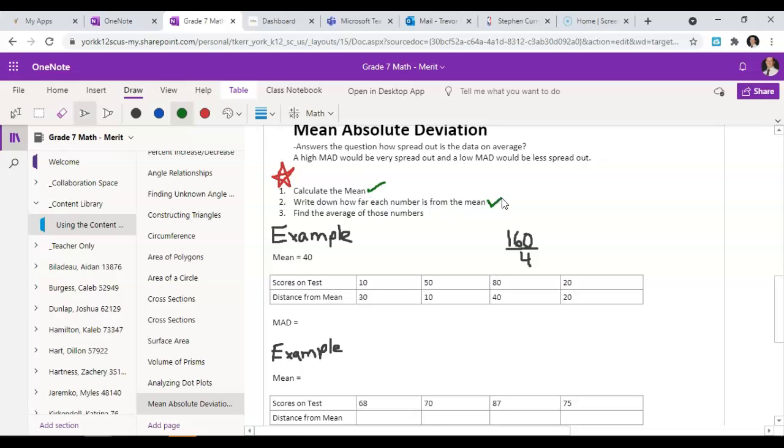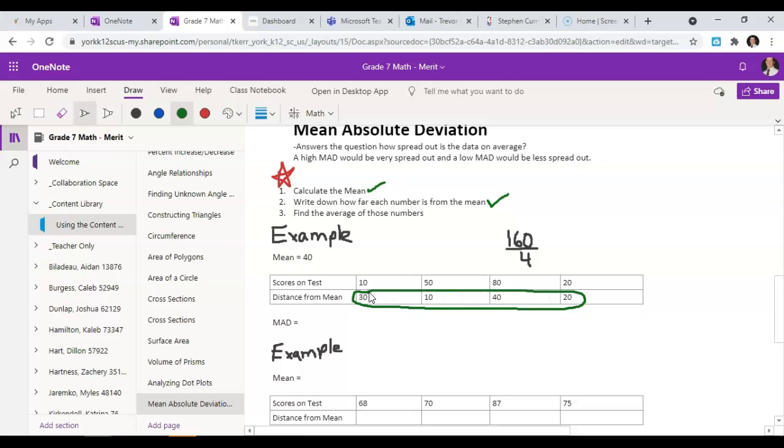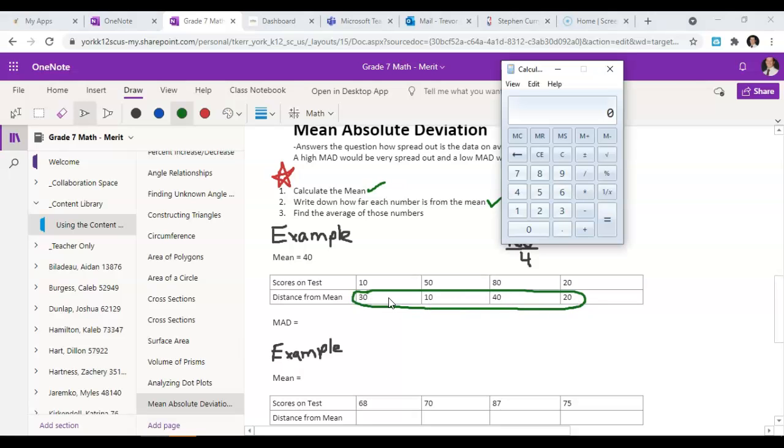Write down how far each number is from the mean. And then the last step is we need to find the average of those numbers. These numbers that we just found aren't the scores, but they say that this score is 30 away from the mean, this score is 10 away from it, this score is 40 away from it. We're now going to find, on average, how far away it is. That would be the same thing we usually do: add all of them up and divide by, in this case, 4. So 30 plus 10 plus 40 plus 20.